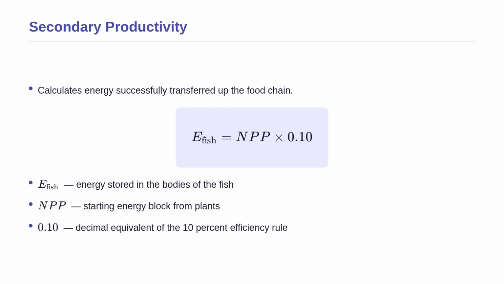Conceptually, this means that as you move up the food chain, 90% of the energy is lost to heat and movement, and only 10% is retained. If the starting NPP increases, the energy reaching the predators will also proportionally increase.